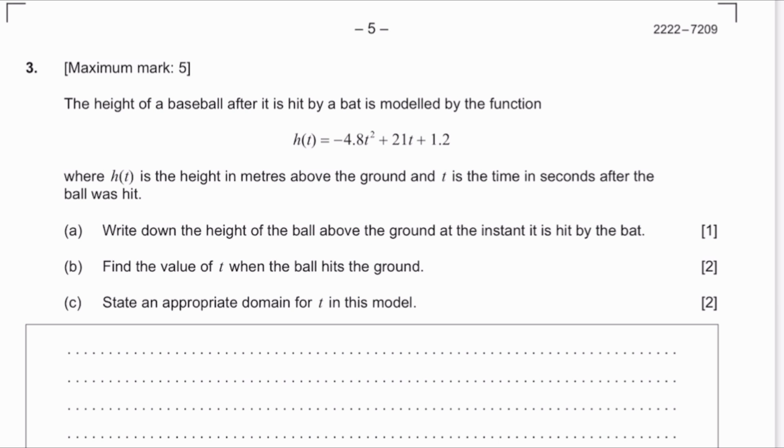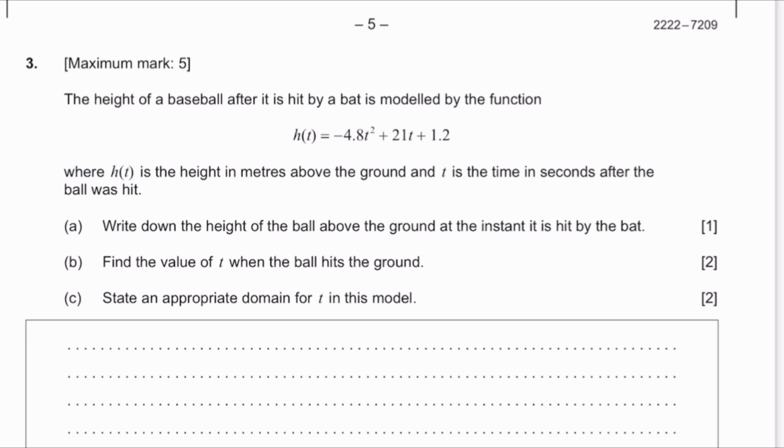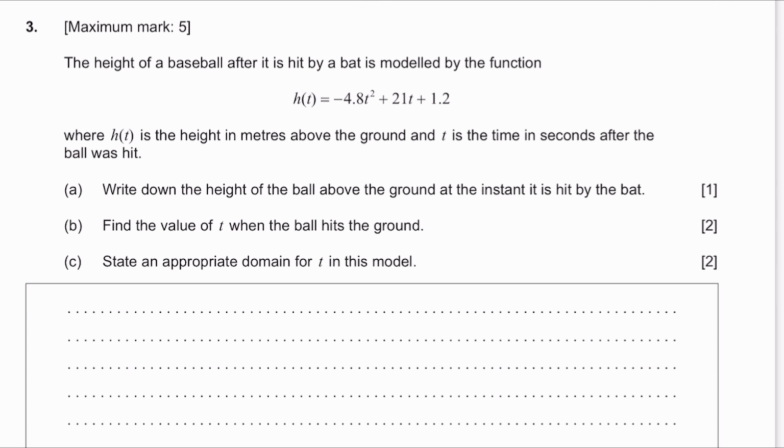Okay, let's head on over to question number 3. It says the height of a baseball after it is hit by a bat is modeled by the function h of t equals negative 4.8 t squared plus 21t plus 1.2, where h of t is the height in meters above the ground and t is the time in seconds after the ball was hit. Part A, write down the height of the ball above the ground at the instant it is hit by the bat.